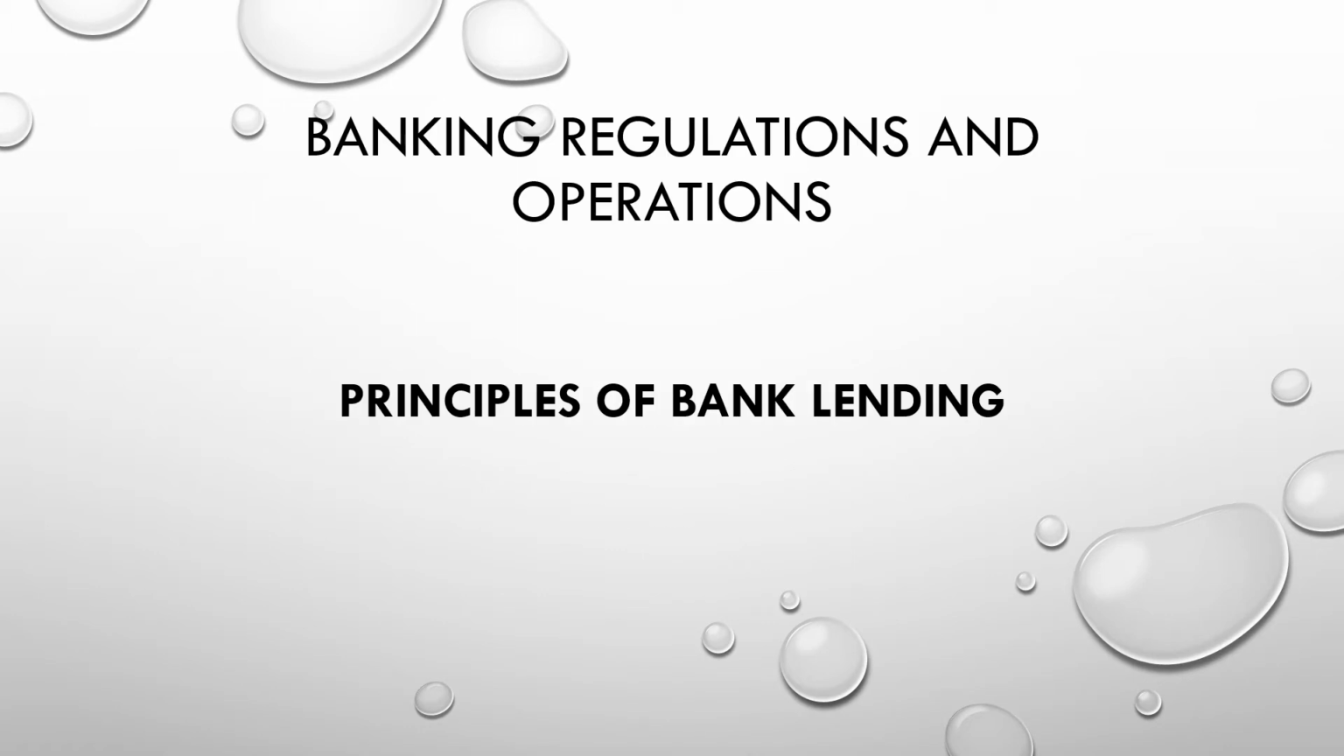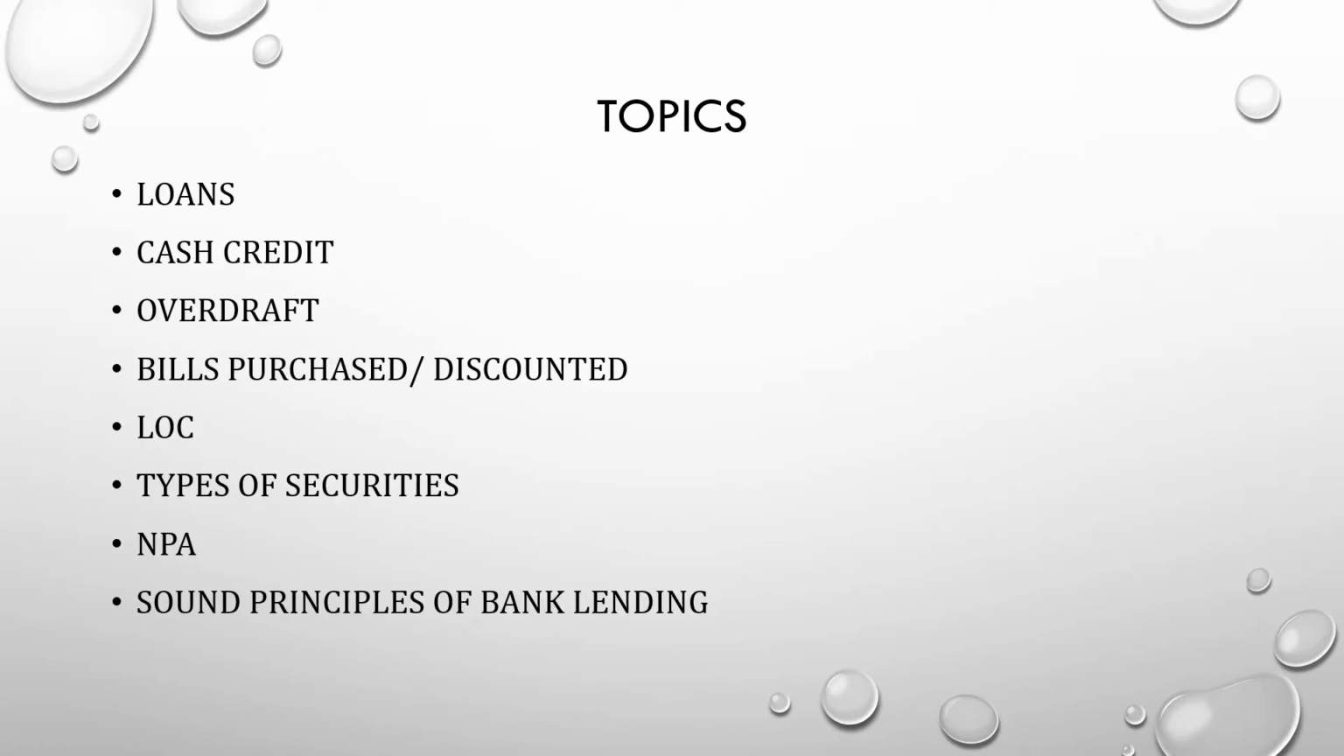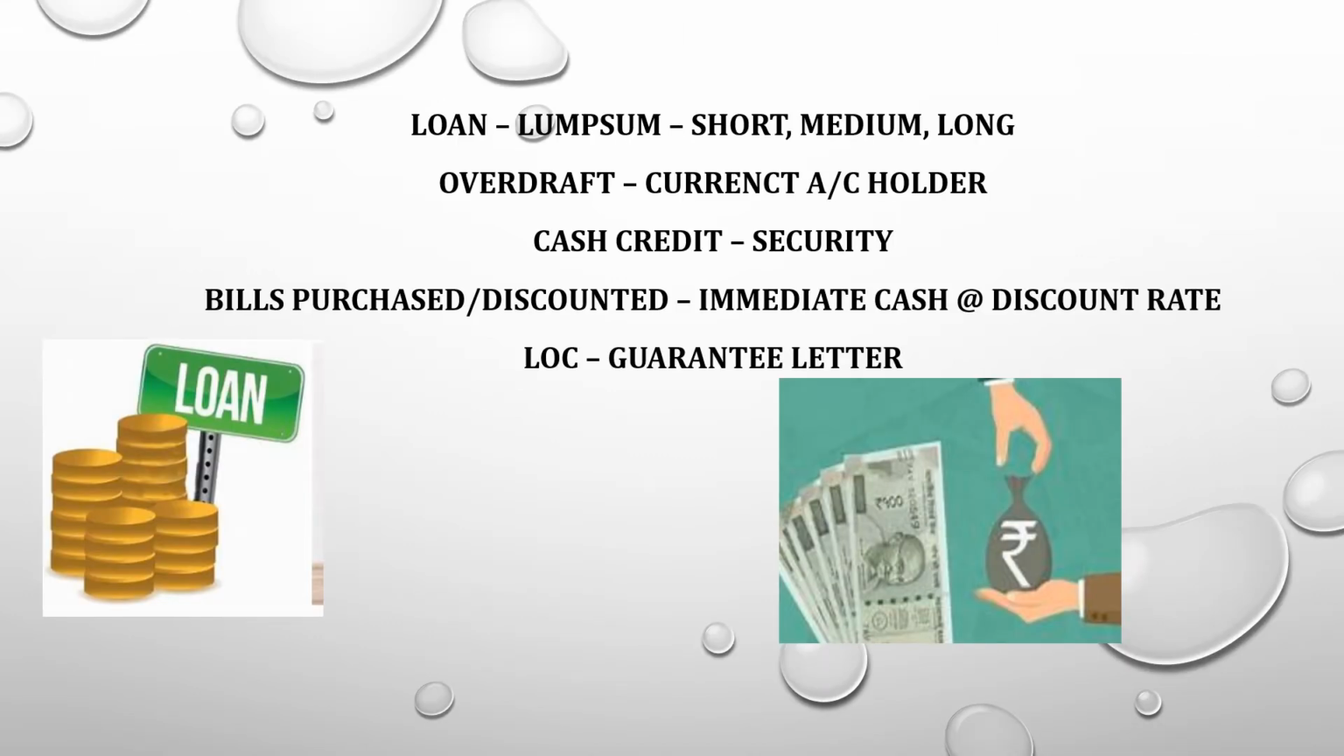So what are the topics for discussion under principles of bank lending? 1. Loan. 2nd, cash credit. 3rd, overdraft. 4th, bills purchased. 5th, LOC. Types of securities, NPA, and sound principles of bank lending. What are the different types or kinds of lending facilities? Number 1, loan.